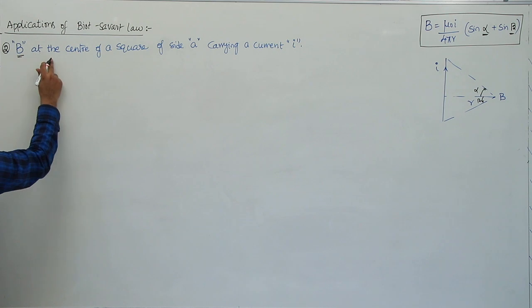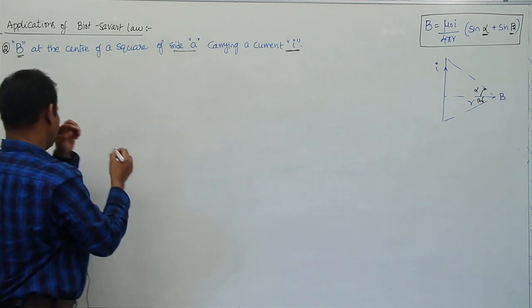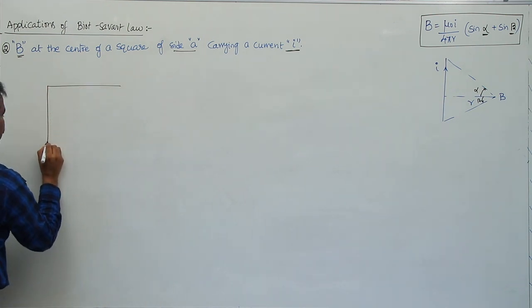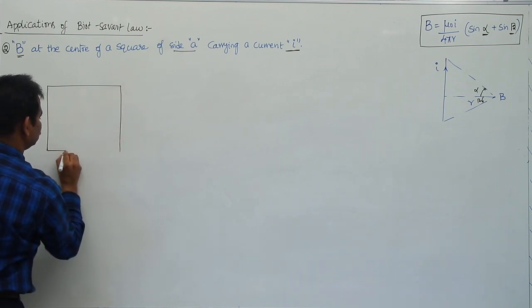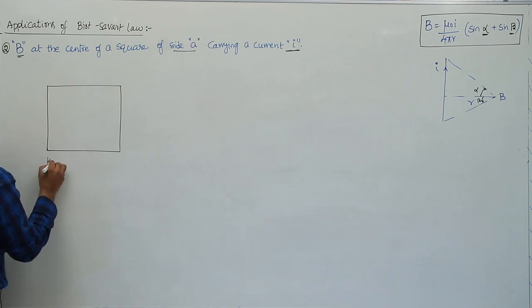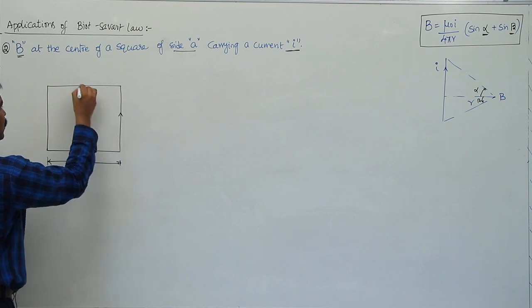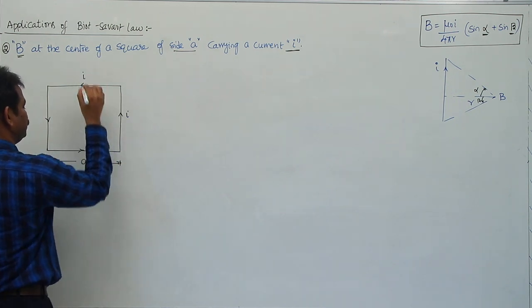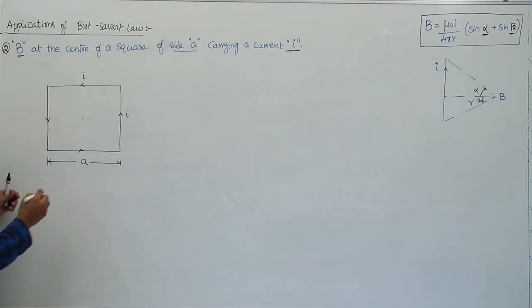Now the magnetic field at the center of a square of side A carrying a current I. So let me draw the diagram. I am going to take a square here of side A. So the side of this square is equal to A, and it is carrying some current in any one direction, either clockwise or anti-clockwise. Here it is carrying current in the anti-clockwise direction. So the side of this one is A. Now I want to find out the magnetic field at the center of this square.